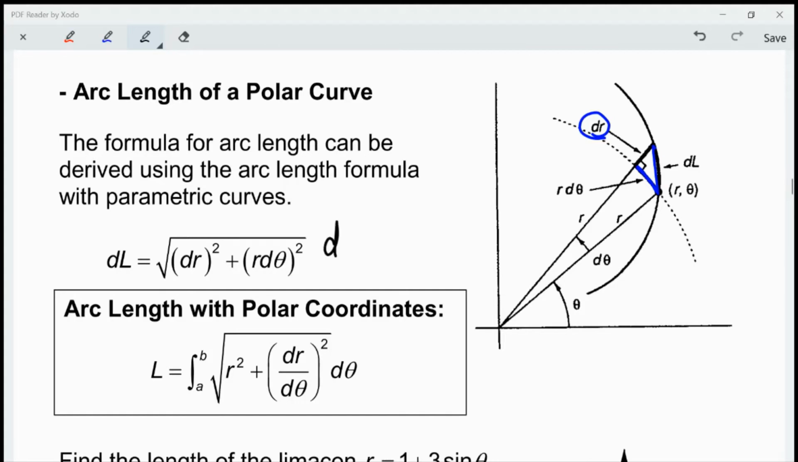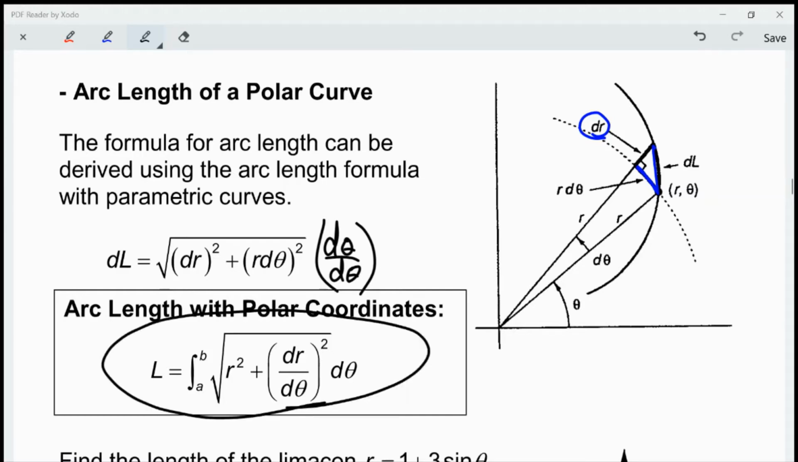So we multiply by d theta over d theta. When you do that, you leave the d theta that's in the numerator outside of the square root. But if you move the d theta that's in the denominator inside the square root, both of those terms get multiplied by 1 over d theta squared. Then you can simplify down and you get this representation of the arc length with polar coordinates.